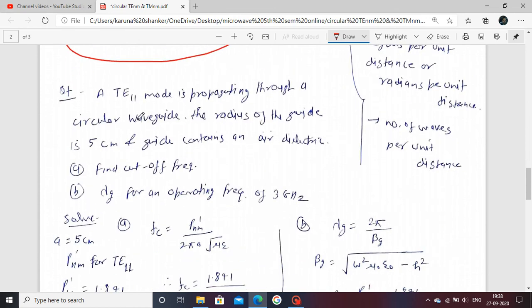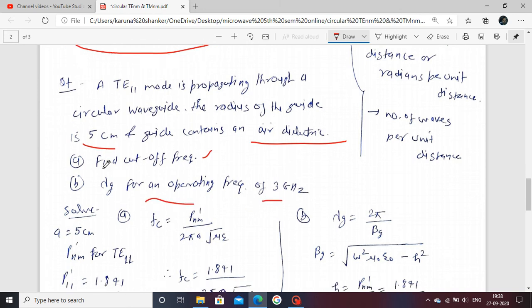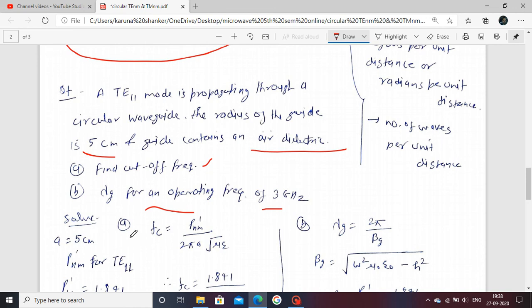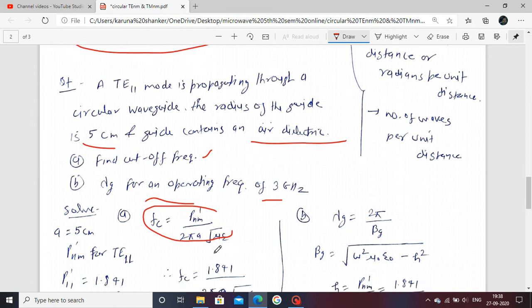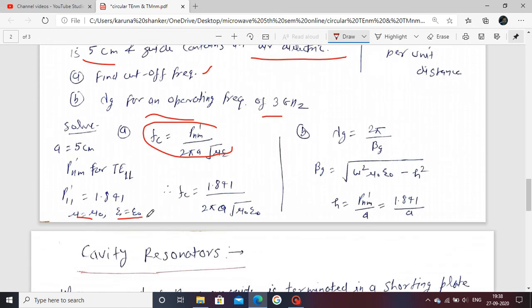Here one of the numericals, see here. Given: a TE11 mode is propagated through a circular waveguide. The radius is given as 5 cm and the guide contains an air dielectric, meaning mu and epsilon are equal to mu naught and epsilon naught. Find the cutoff frequency and guided wavelength operating at 3 GHz. First we see here, a is equal to 5 cm. We already saw the relation: fc is equal to P'nm upon 2 pi a root mu epsilon. Mu epsilon is the air dielectric, that's why here mu is equal to mu naught and epsilon is equal to epsilon naught.